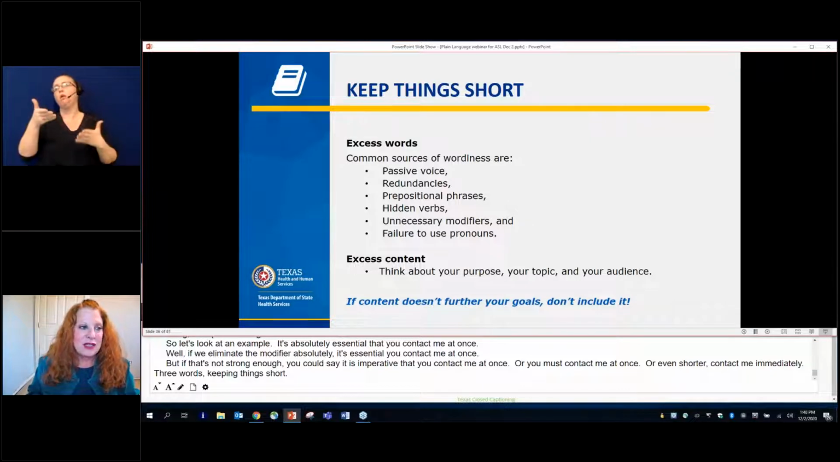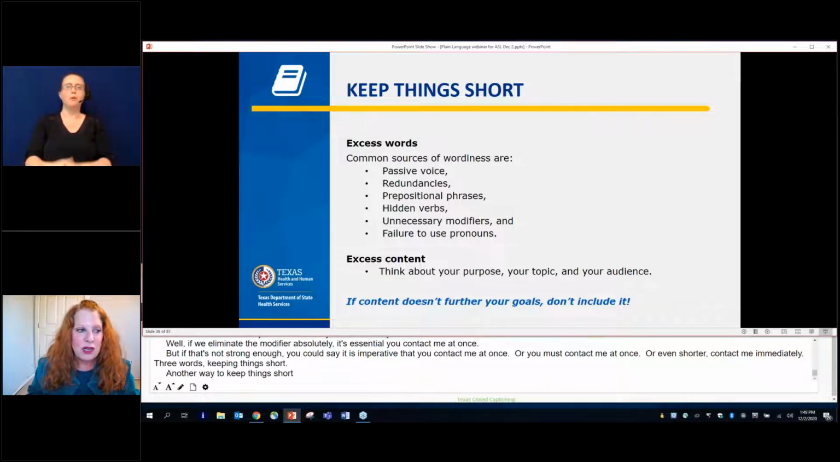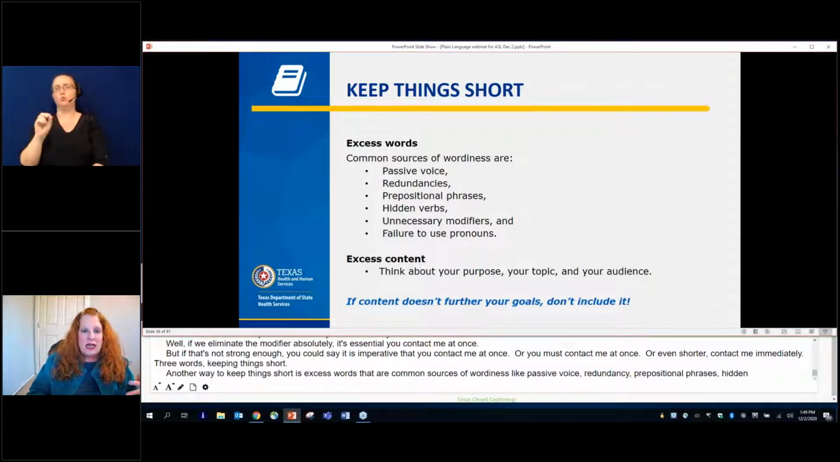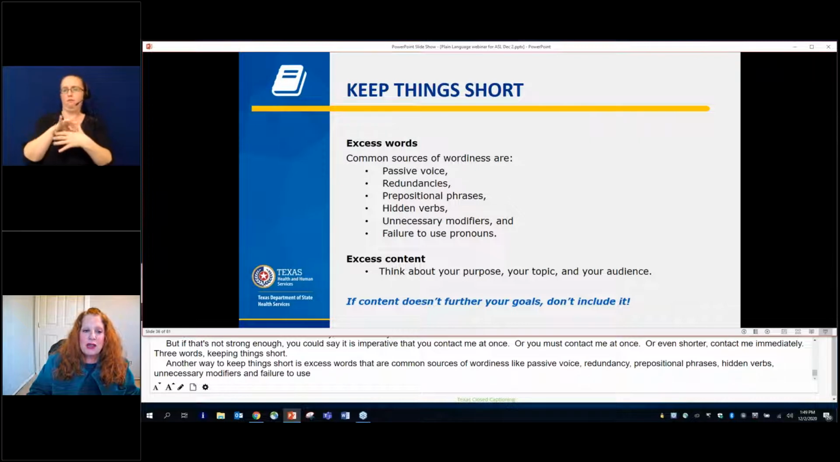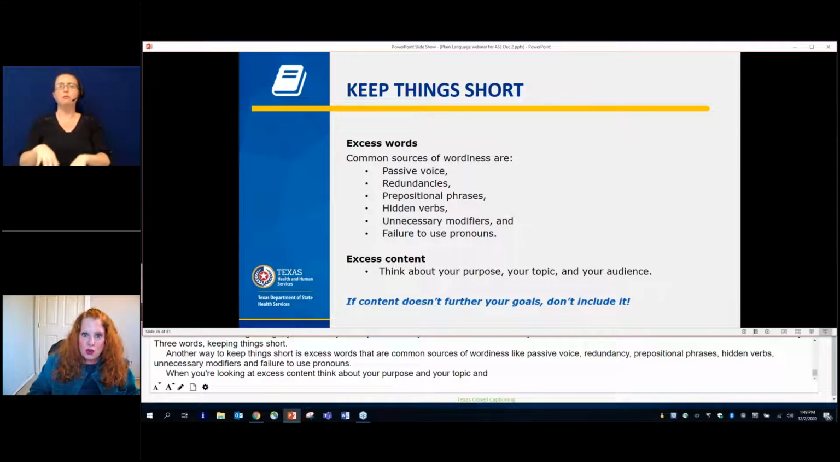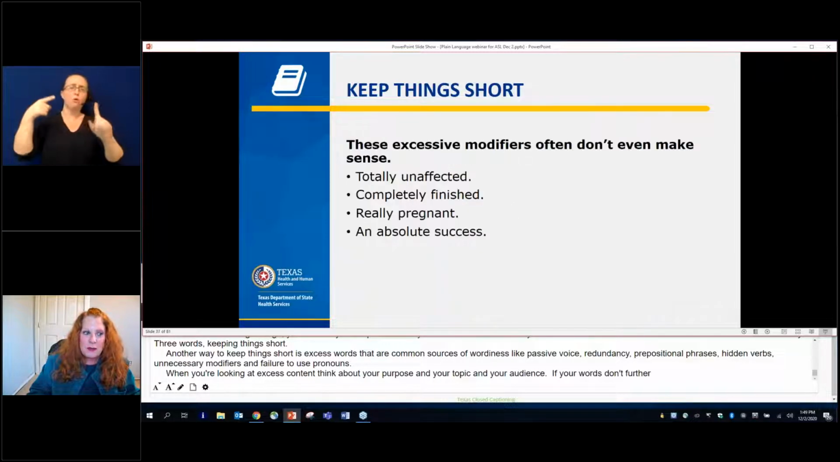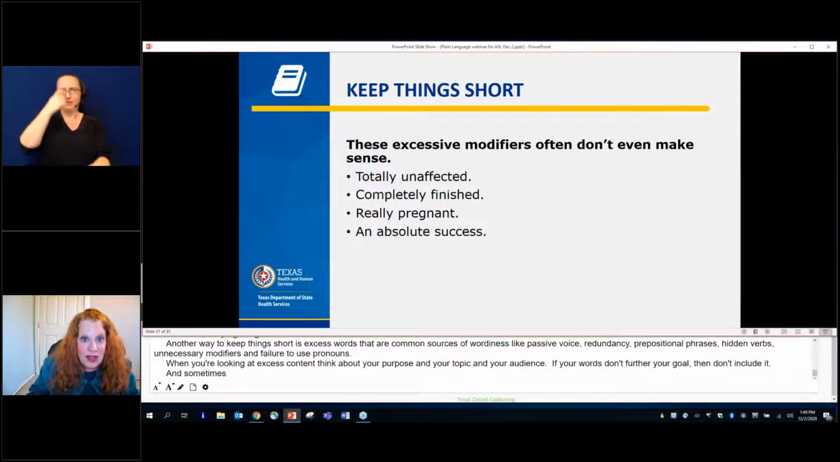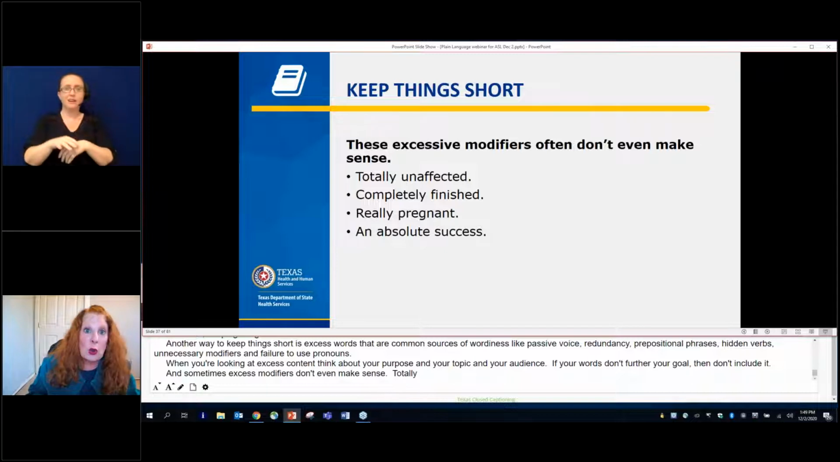Another way to keep things short is to eliminate excess words. There are common sources of wordiness like passive voice, redundancies, prepositional phrases, hidden verbs, unnecessary modifiers, and failure to use pronouns. When you're looking at excess content, think about your purpose and your topic and your audience. If your words don't further your goal, then don't include them. And sometimes excess modifiers don't even make sense. Totally unaffected, completely finished, really pregnant, or an absolute success. They don't even make sense.